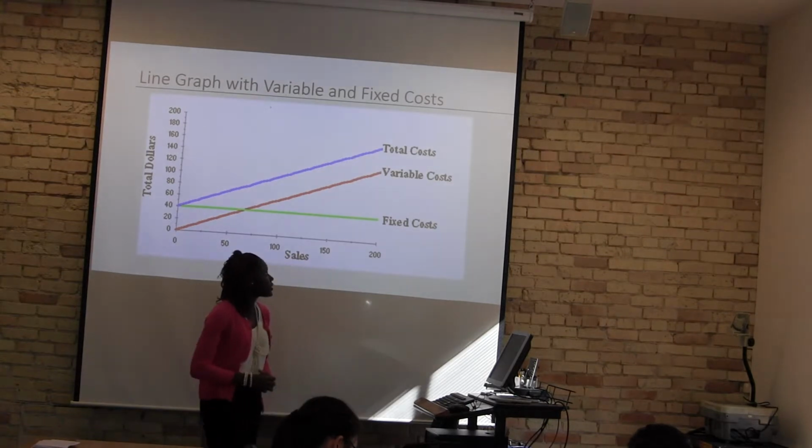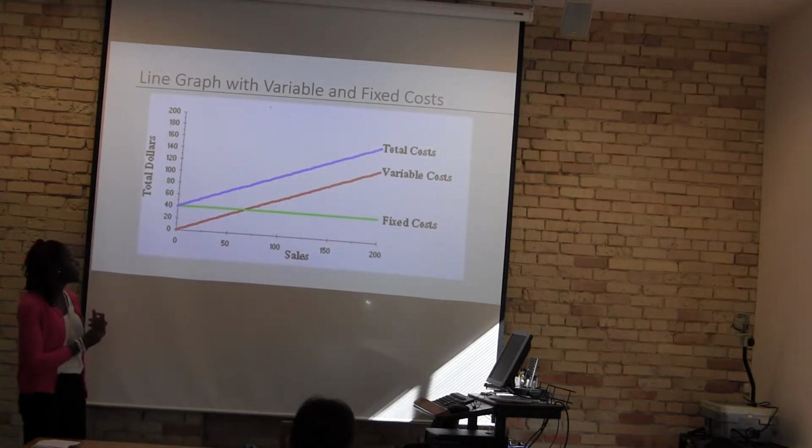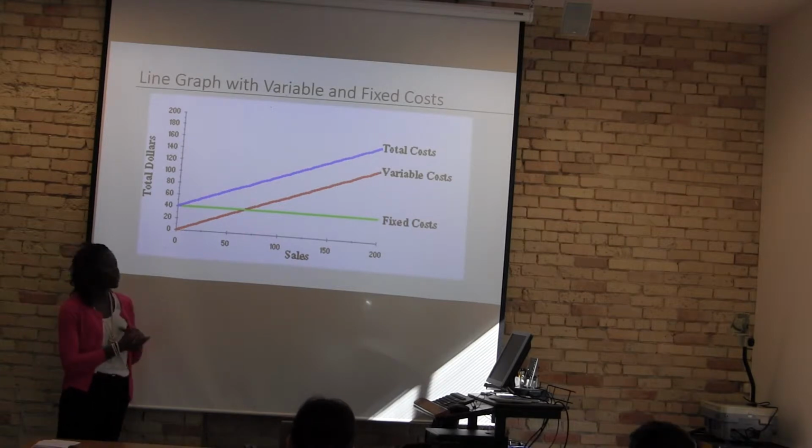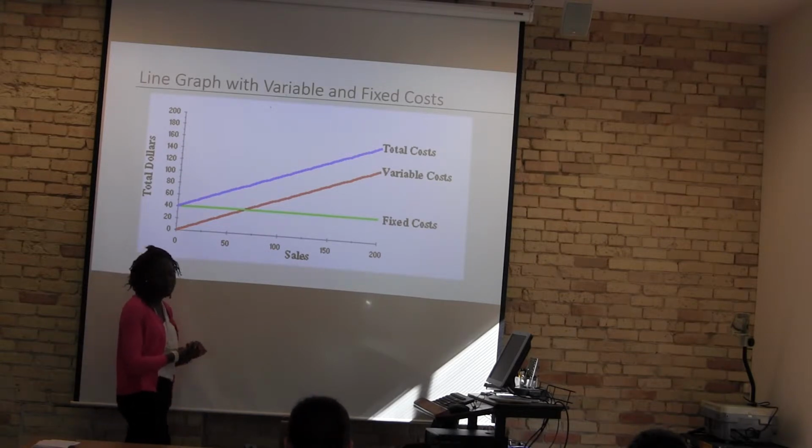This graph here shows the relationship between fixed costs, variable costs, and total costs. As you can see, no matter how much you sell, your fixed costs will always stay the same. But the more you sell, the more variable costs you'll have. And total cost is just the sum of variable costs and fixed costs.